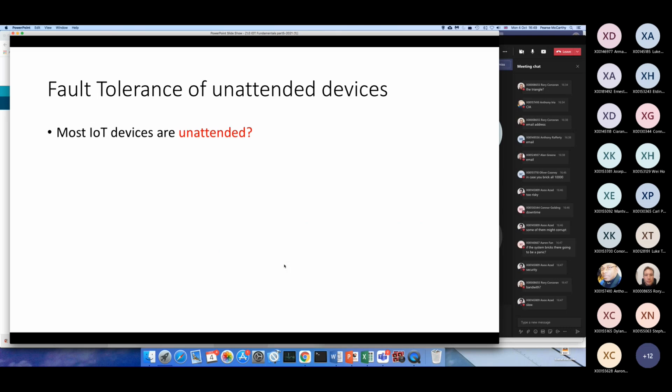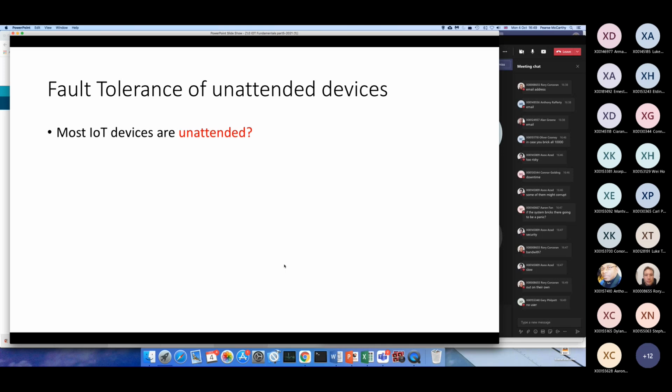And then there's this one, fault tolerance. Most of these IoT devices are unattended. Does everybody understand what unattended is at this stage? What's unattended mean? Unattended typically means there's nobody there to reboot them if there's an issue, right? So when you go to a shop and you pay for something, the credit card machine, there's someone there, and if it doesn't work, they reboot it. If you go to a vending machine and you try to pay and it doesn't work, there's no one there. So a vending machine is an example of an unattended device.